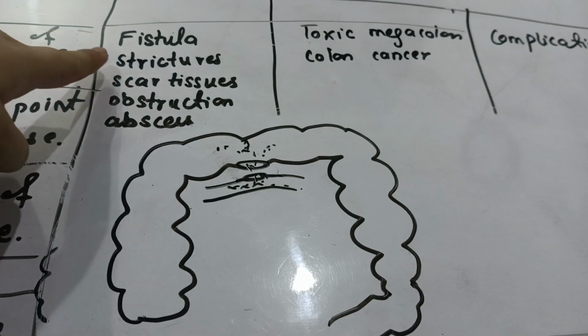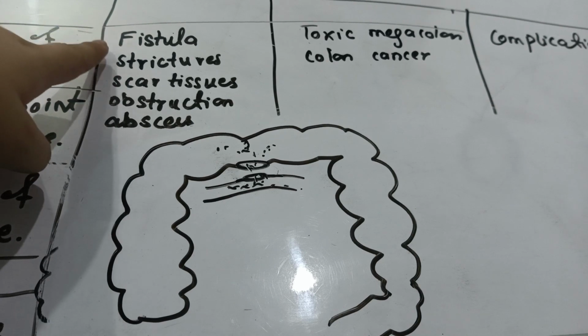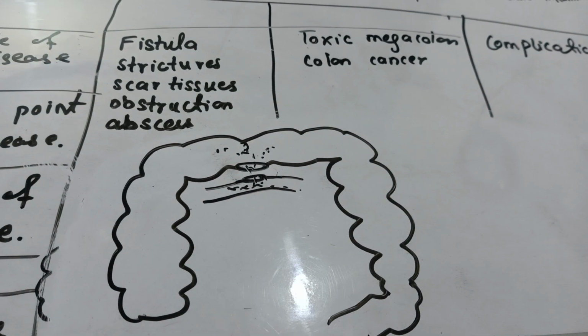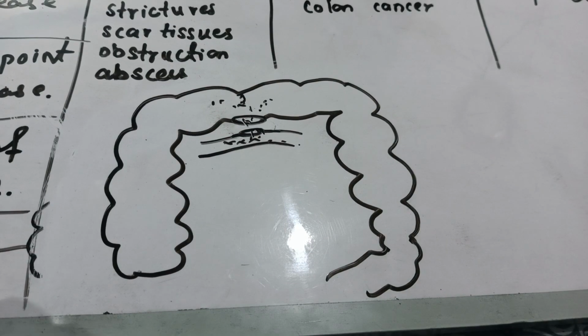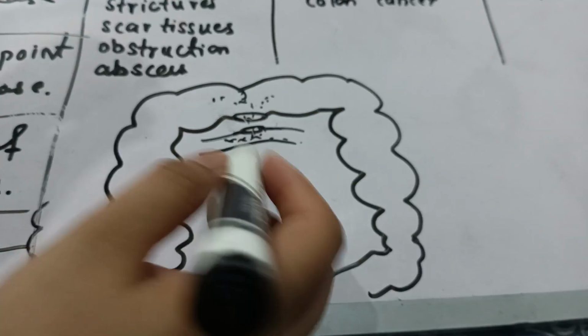Now the next complication is strictures. Let's discuss what strictures are. Strictures are hard scars. So what are scars? Whenever you get a cut on your skin, it will repair itself. So for example, I have got a cut here.